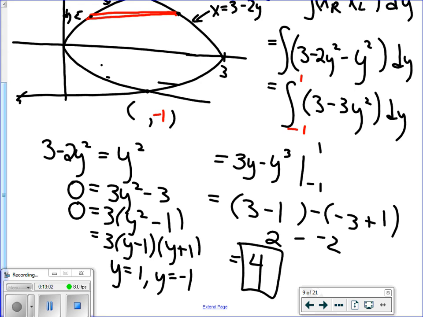So much easier with one integral because we decided to use horizontal strips. Again, we could have used vertical strips, but it would have required two integrals because y top changed and y bottom changed. So we needed to break it up that way. Okay.